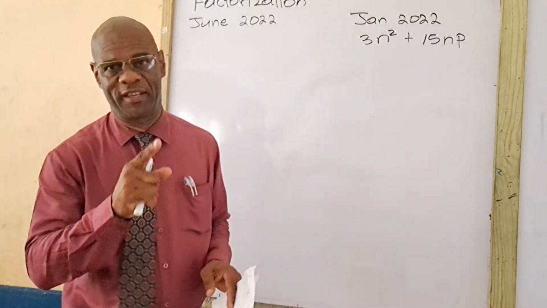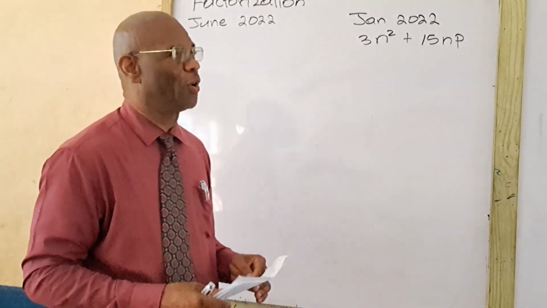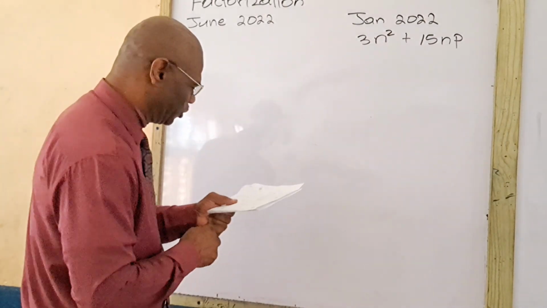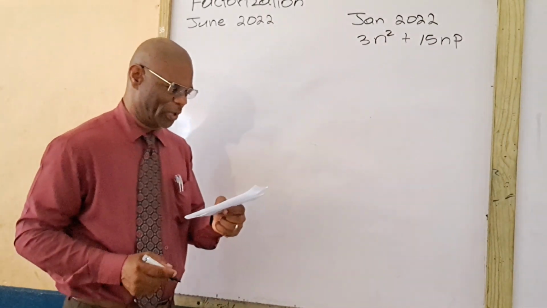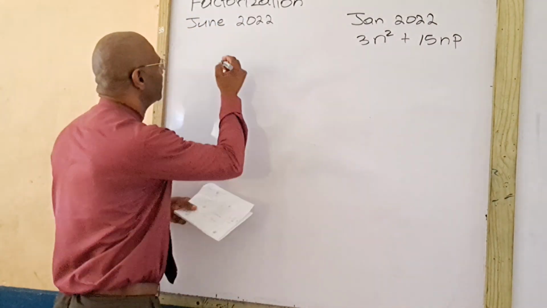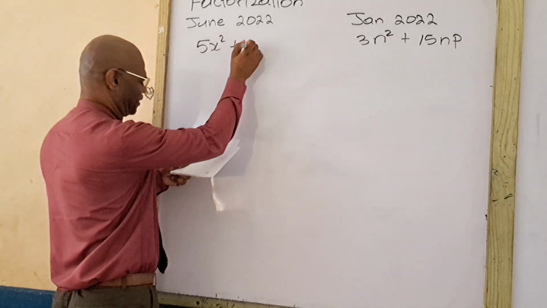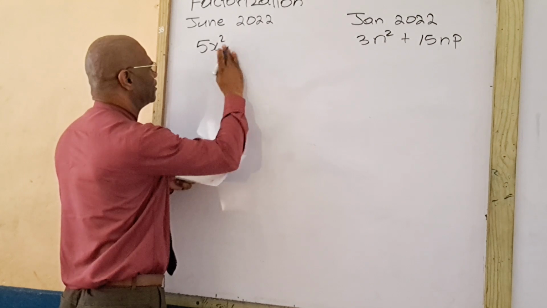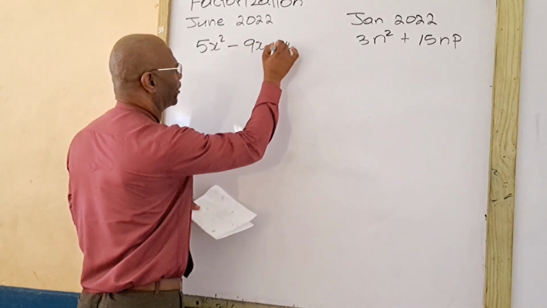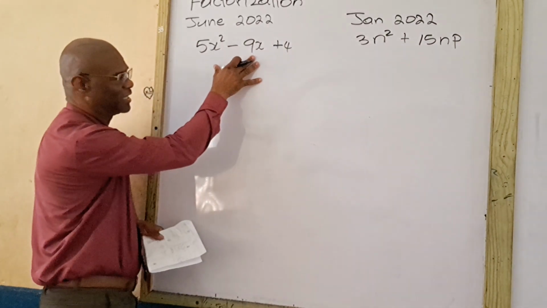Now I trust that you have been practicing for your exams. Now I'm going to be going back over these questions. So I have the June 2022 factorization question, and it says 5x squared minus 9x plus 4. Now, if you notice, this is a quadratic expression, right?